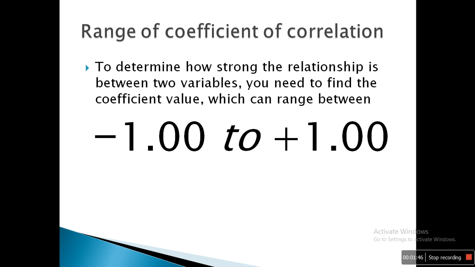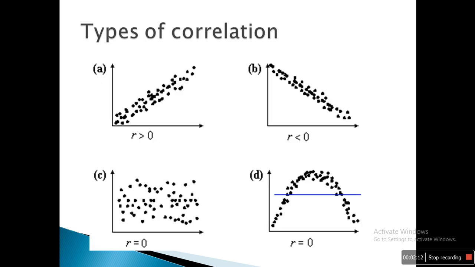Now you all can see -1 to +1. -1 to +1 is the range between which the correlation coefficient value varies. Now to determine how strong the relationship is between the two variables, first of all you need to find out the coefficient value, and this value can vary between -1 to +1. Now have a look at these graphs and you will understand the types of correlation coefficients.